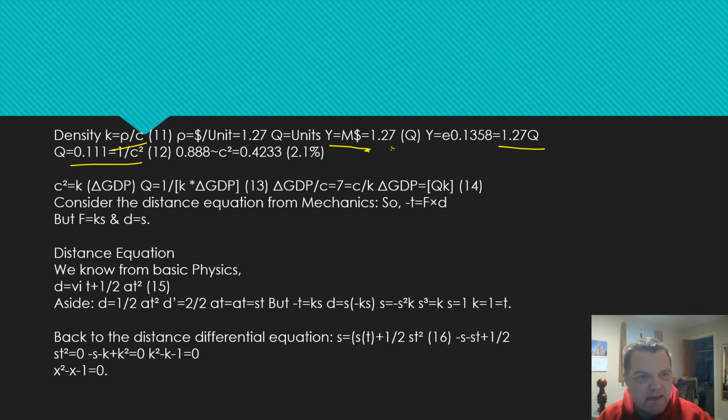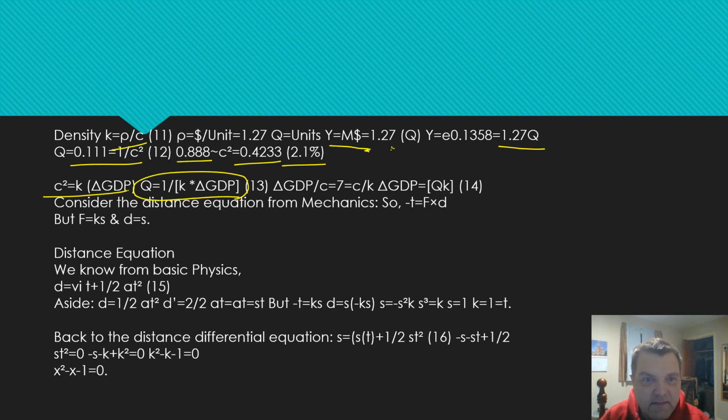and we subtract 1.111 from 1, we get 0.888, which approximately equals C squared, 4233, which is 2.1%. So C squared is equal to K times the change in GDP. So Q is equal to 1 divided by K times the change in GDP.